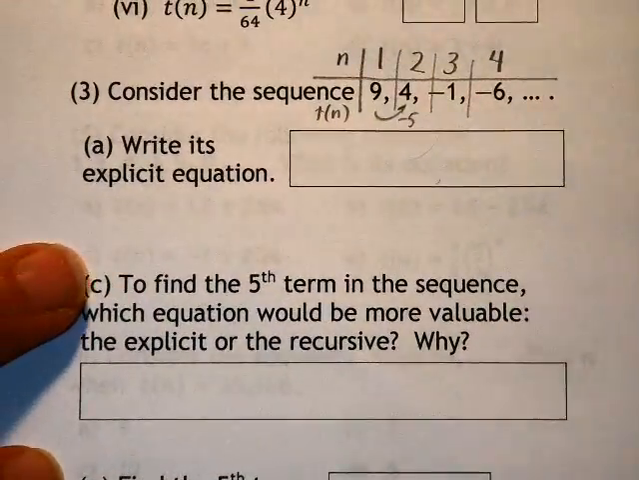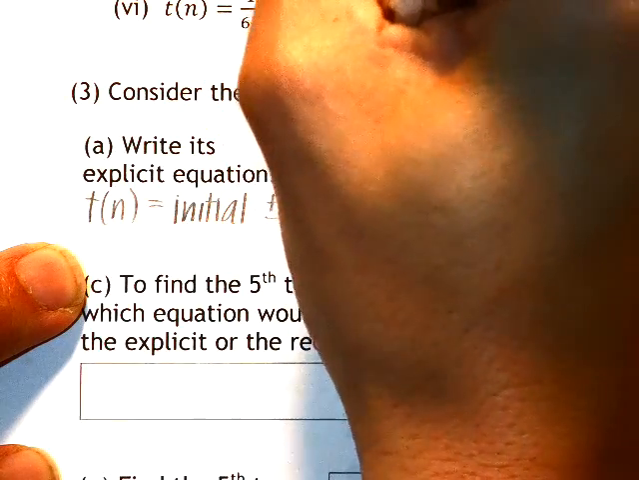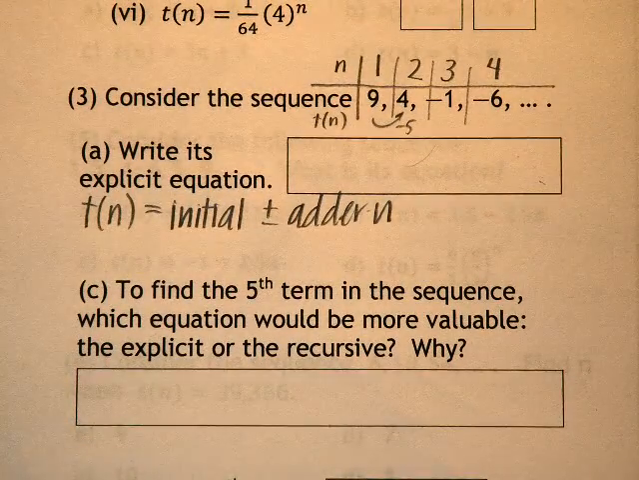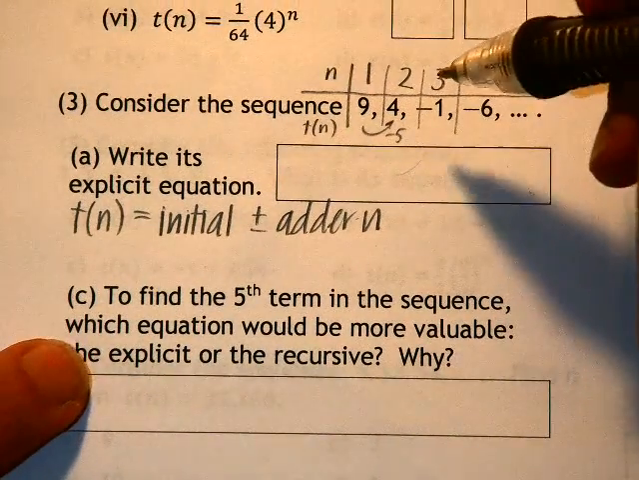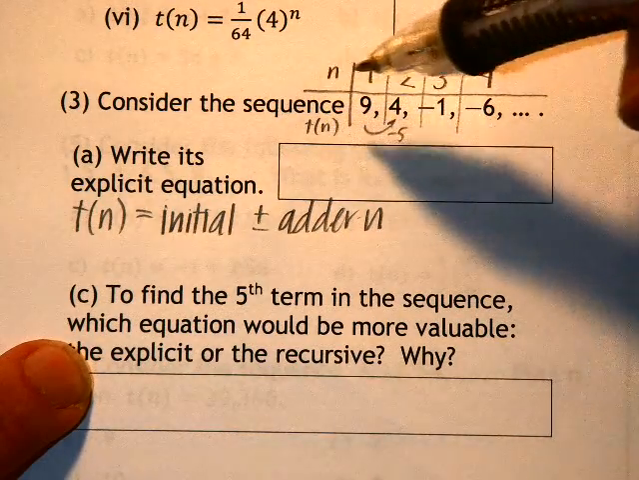Now, to write the explicit equation, having a structure might help, and we said the structure was T of n equals the initial value plus or minus the adder times n. Notice regular n, not power n. So I'll look at this and I'll say to myself, okay, initial value. Ooh, they didn't give me that. They gave me the first term, which is nice, but they didn't give me the initial.